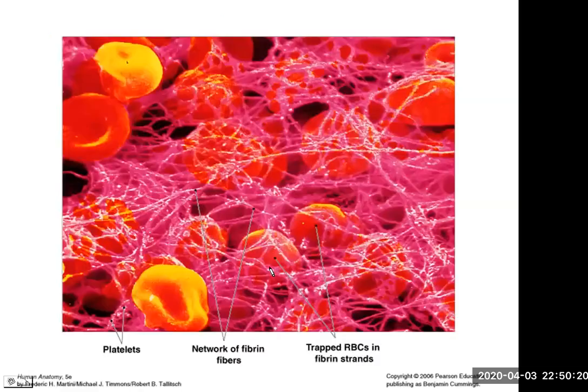And here's a figure illustrating this. So we can see the fibrin strands that form, making this network here. But we also notice that there are various formed elements that are embedded in this fibrin network as well.